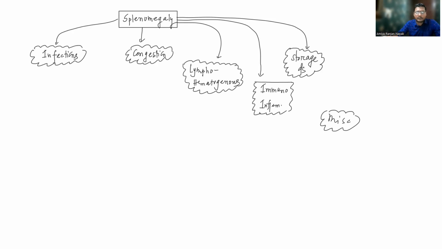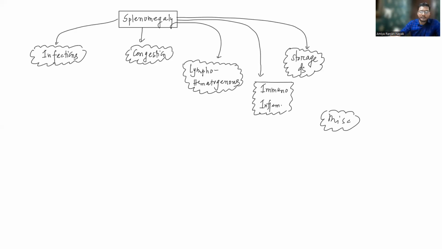Now the causes can be divided into various subheadings. It can be due to various infections. It can be due to congestion. It can be lymphohematogenous conditions. It can be due to immunoinflammatory conditions. It can be because of some storage disorders, or it can be because of some miscellaneous conditions.